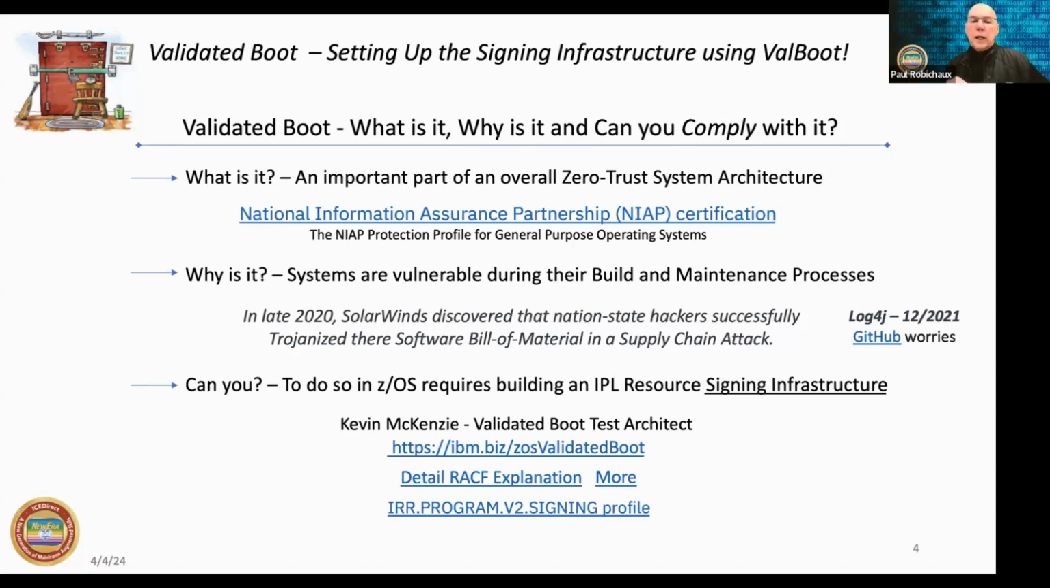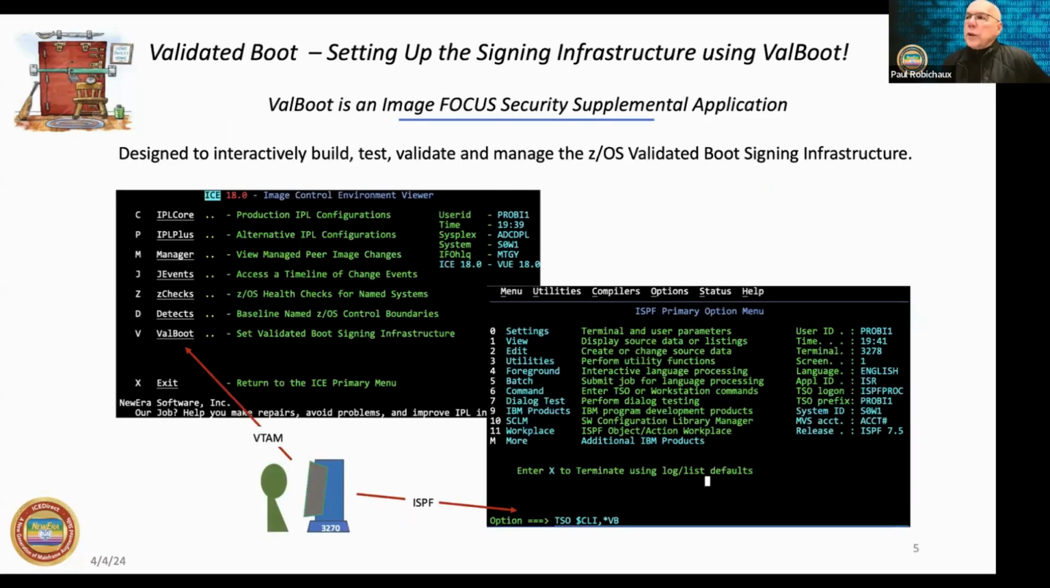There's more detail about the profiles that are associated with the validated boot structures, and particularly the last one here, the IRR program V2 signing, is the defined name of a facilities class profile that must be used in order to kick off the process of actually authorizing the signing of the resources with the components that we are going to build. The tool that we're going to use today is called ValBoot.